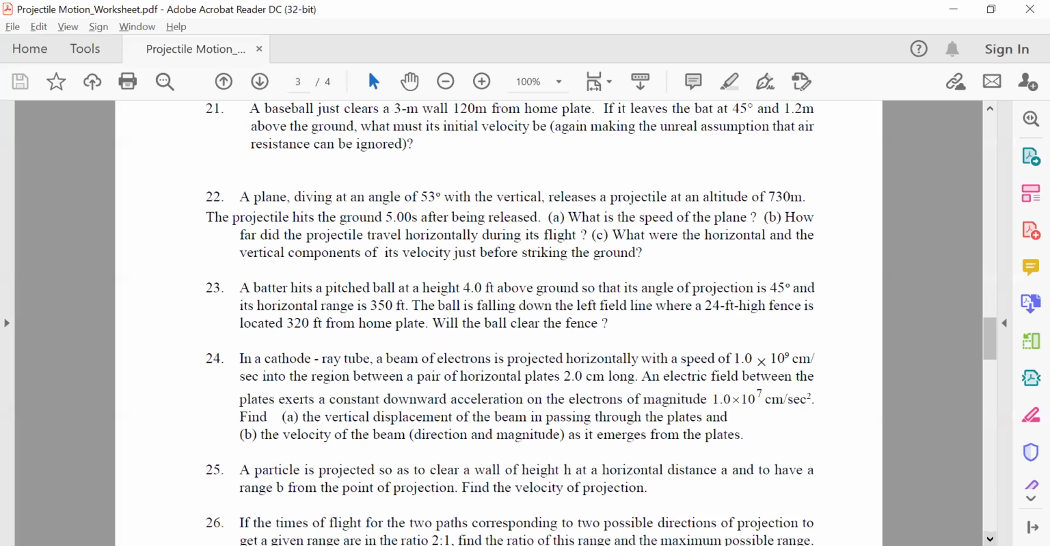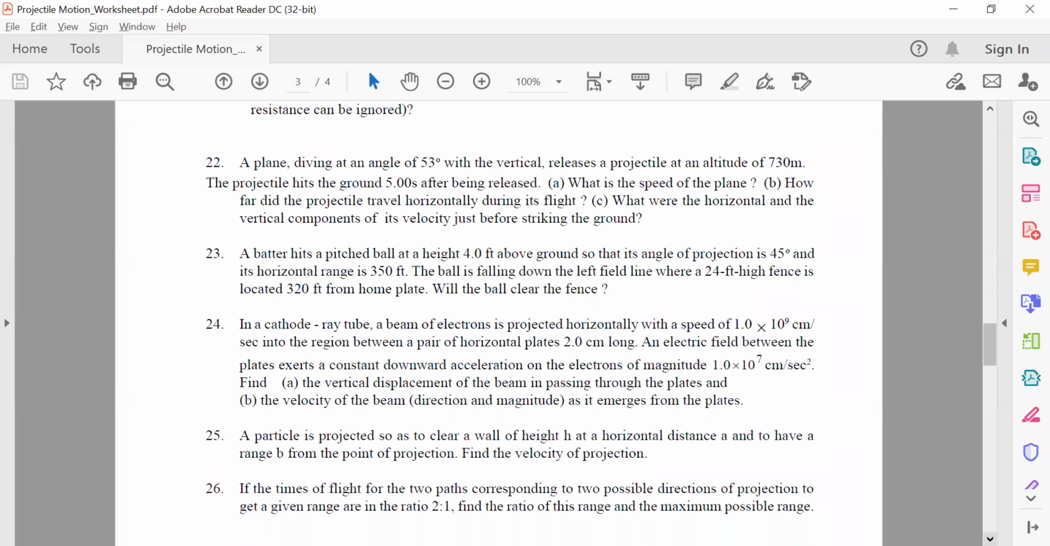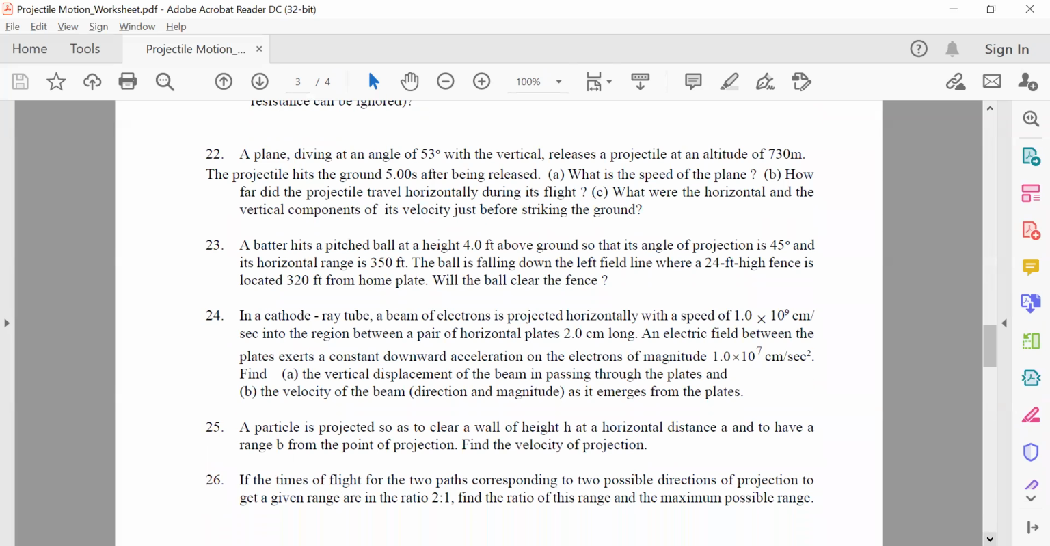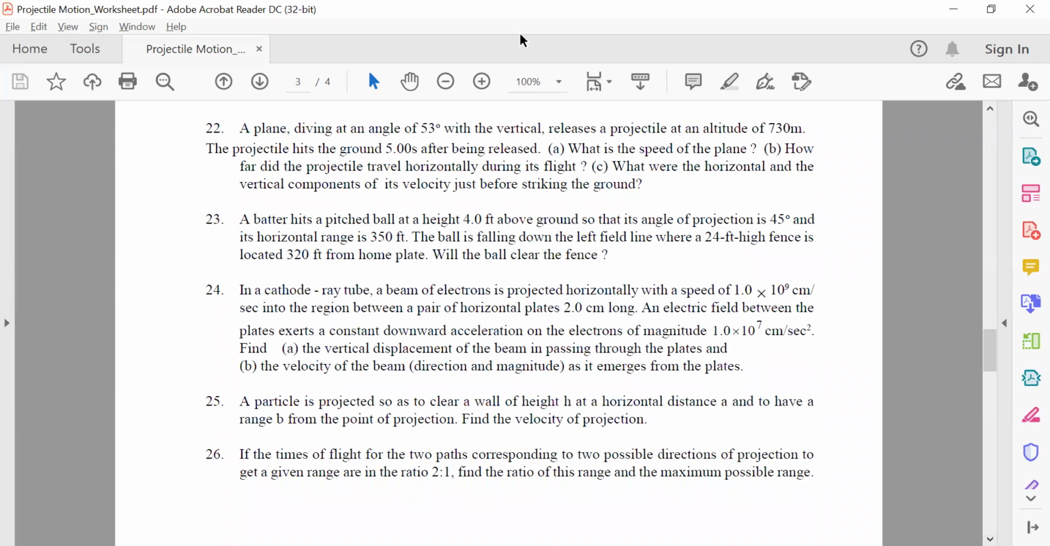Okay, the 24th question involves some extra terms and all. So don't worry about what a cathode ray tube is. Basically, it's a tube through which electrons are speeded up using an electric field. And as they go through the cathode ray tube, they get projected horizontally because of the electric field, which acts on the charge of the electrons, because electrons are charged particles. So here we have to just worry about the projectile motion of the electrons. Okay. So they are projected at a horizontal speed.